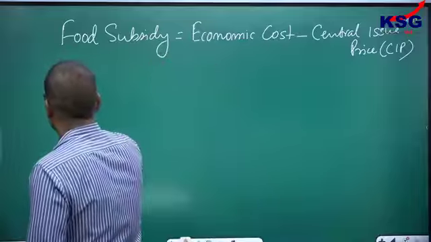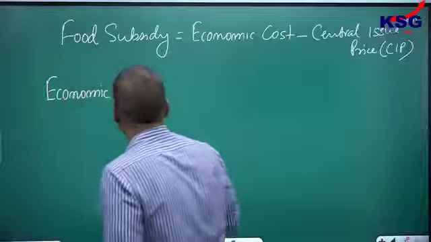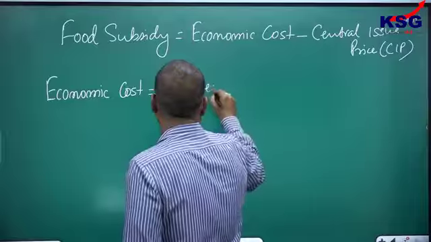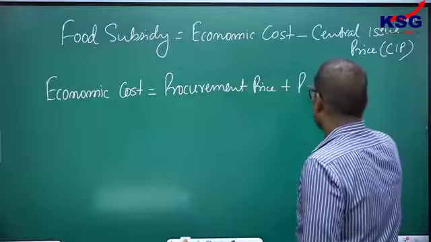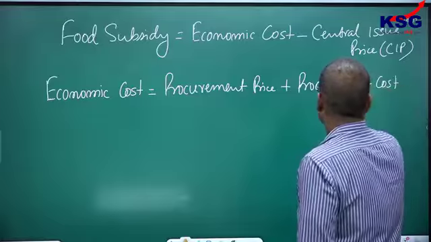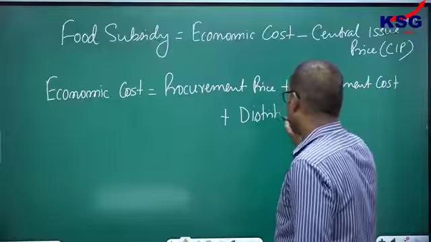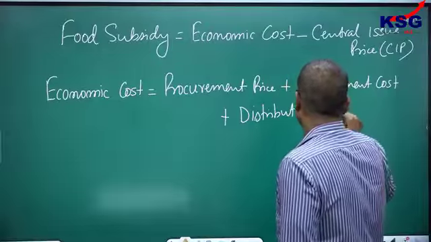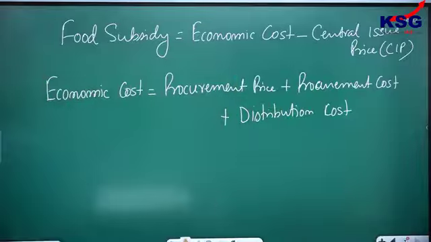Now, economic cost of food grain is equal to procurement price plus procurement cost plus distribution cost. So if you add these three components, the total cost incurred by the central government, that is FCI, is known as the economic cost.